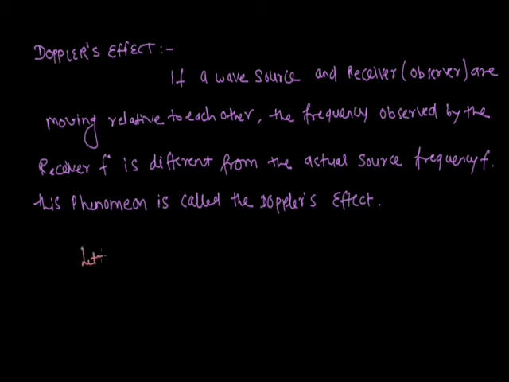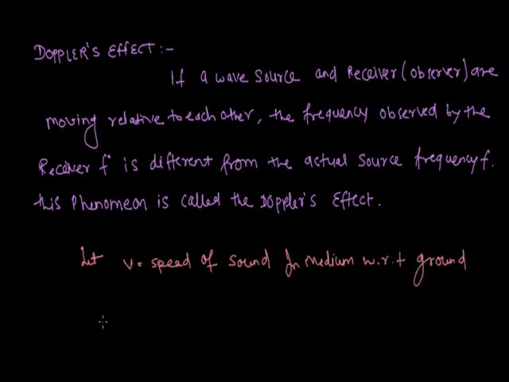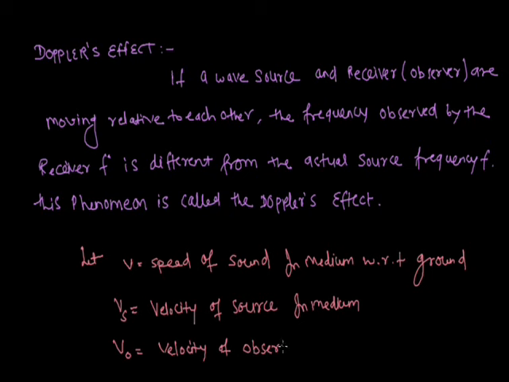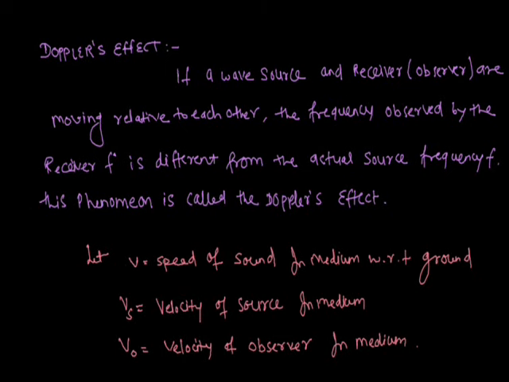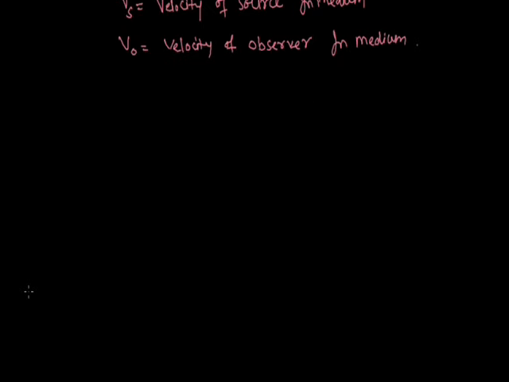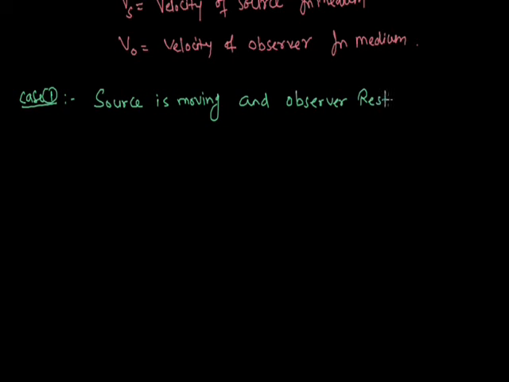Suppose v is the speed of sound in the medium, that is with respect to the ground, vs is the velocity of the source in the medium, and vo is the velocity of the observer in the medium. Now we will take the different cases in which source and observer move along the line joining them. In the first case, suppose the source is moving and the observer is at rest.